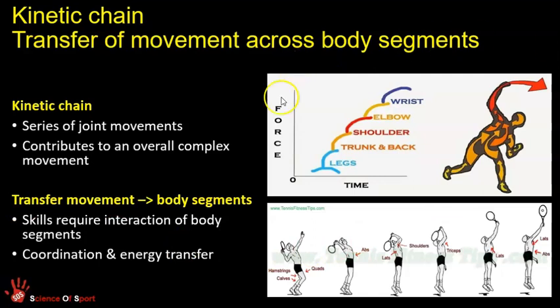So basically, if we look at this graph here, this is of somebody either throwing a ball or bowling, but that sort of throw action. What it illustrates is that over time, from the start of the skill to the end of the skill, you can see that each segment of the body, so legs, trunk and back, shoulder, elbow, wrist, are activated to generate force. They don't all work at the same time. They work sequentially or in series, one after the other, obviously with a little bit of overlap.